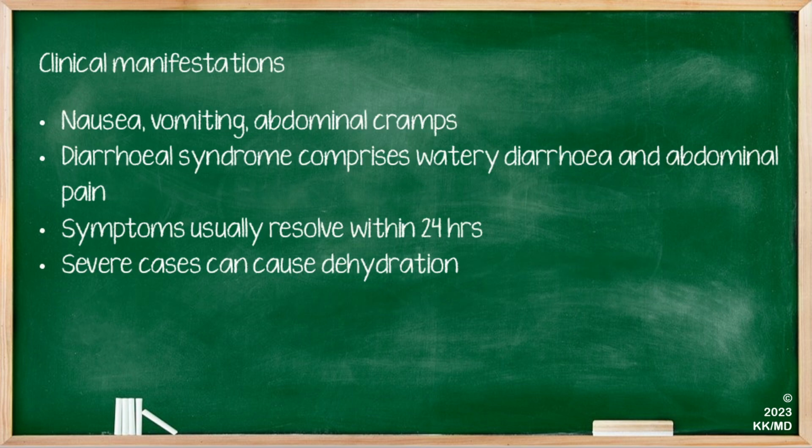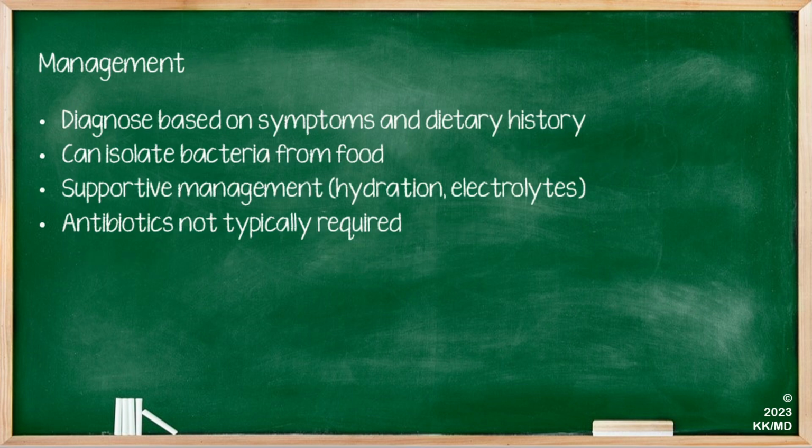Clinical manifestations of Bacillus cereus involve nausea, vomiting, abdominal cramps, as we've previously mentioned, and you may also have a diarrheal syndrome, which comprises watery diarrhea and abdominal pain. Symptoms usually resolve within 24 hours, although severe cases can cause dehydration. Management is very much dependent on supportive management, including hydration and electrolytes.